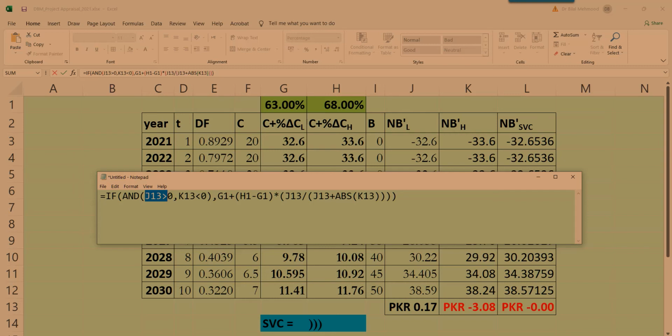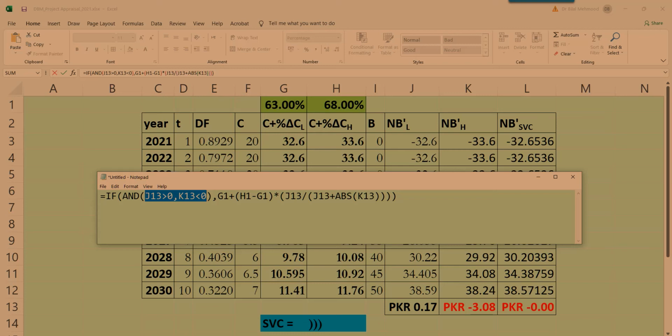If J13, which has NPV 0.17, is positive, and if K13 is less than 0, that is, if it is negative, which is here, then we can do the interpolation because they should have opposite signs. If this condition is not holding, then we cannot do the interpolation. So we started with this condition in which we are using the AND operator, which asks us to combine more than one condition and require all of them to be true at one point in time. Here both of them should hold, that is, the first NPV should be positive and the second one should be negative.